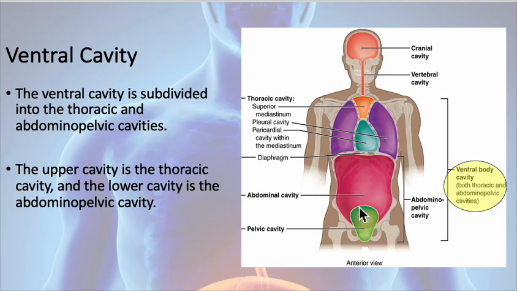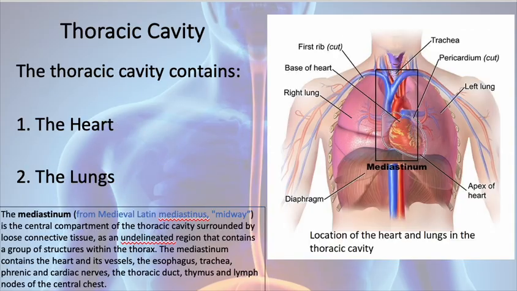The abdominal cavity and the pelvic cavity are actually continuous with one another. There's no physical structure that separates them, and so they're also referred to as the abdominopelvic cavity since they are continuous with one another. These cavities house our abdominal organs, many digestive organs and the associated accessory organs, and the pelvic cavity houses the reproductive organs and also some organs of the urinary system.